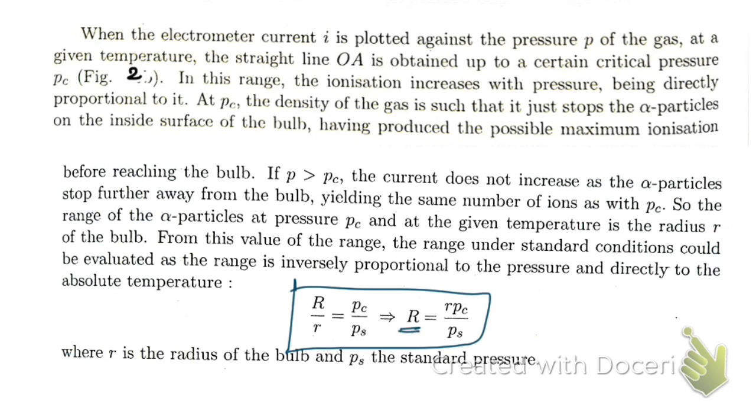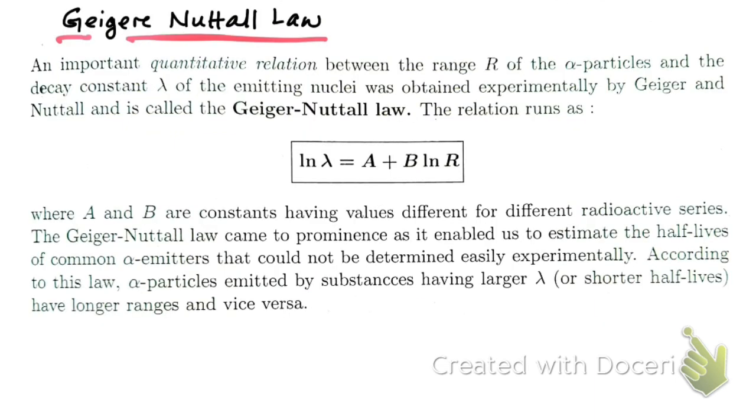The next part of the question asks you to write the definition of straggling. Then we need to write the relation between the decay constant or disintegration constant and the range. This relation is given by the Geiger-Nuttall law, and before that you are asked to write the definition of straggling. So let me write the definition here.